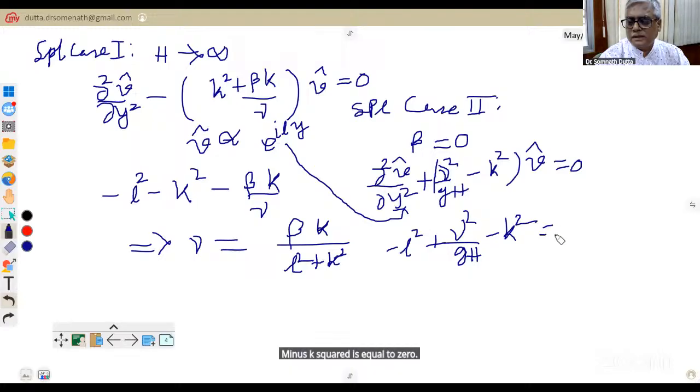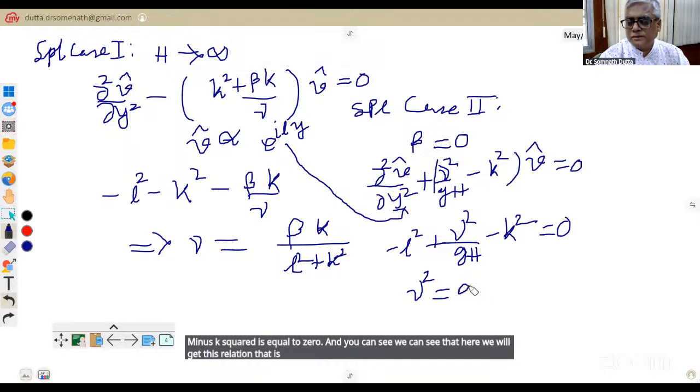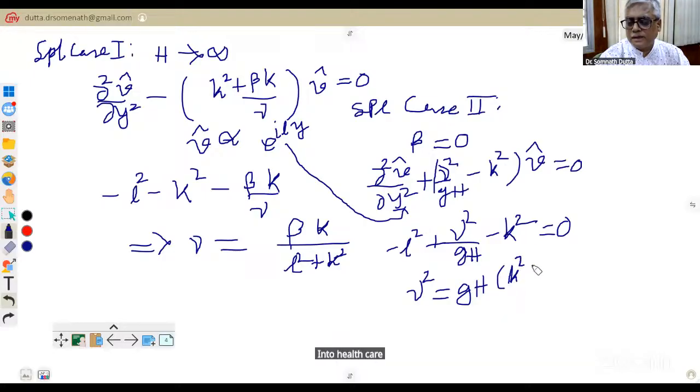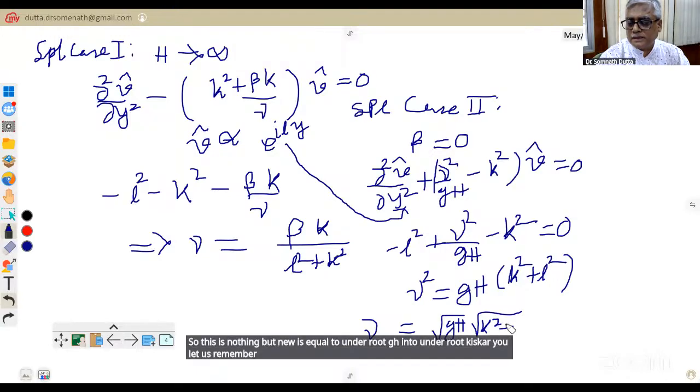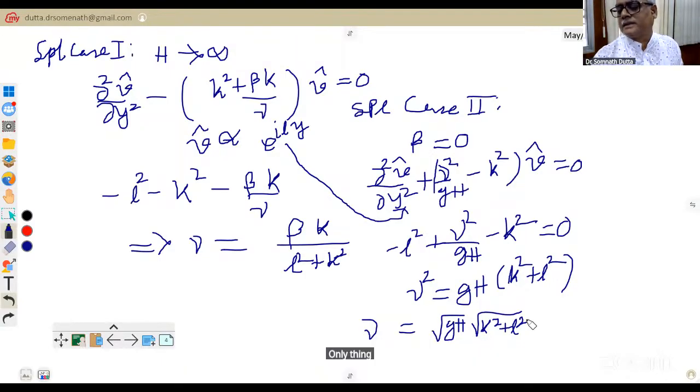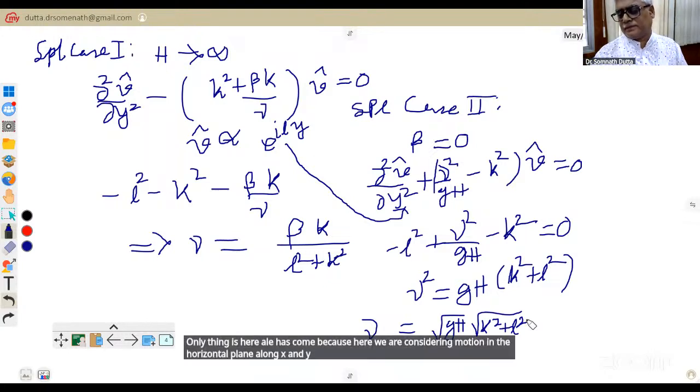And we can see that here we will get this relation, that is nu square is equal to gh into k square plus l square. So this is nothing but nu is equal to under root gh into under root k square plus l square. Let us remember that in the last class we discussed the external gravity wave. Only thing is, here l has come because we are considering motion in the horizontal plane along both x and y directions. That's why l has come. It is the same as the gravity wave, that is, external gravity wave.